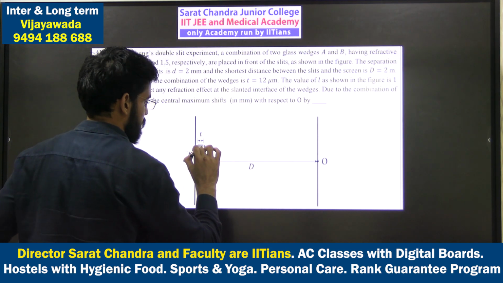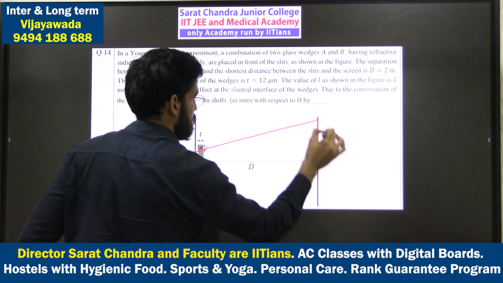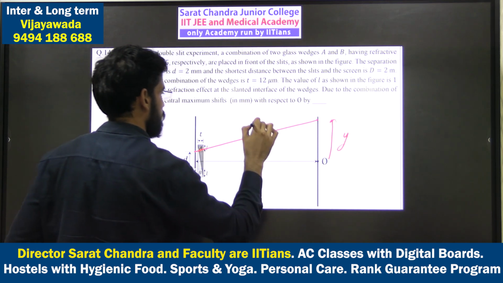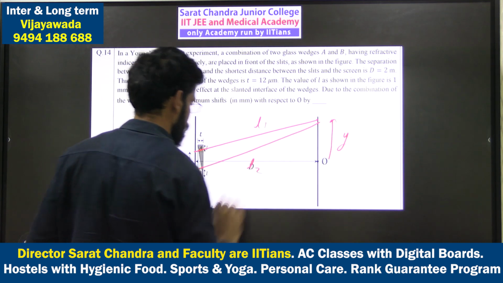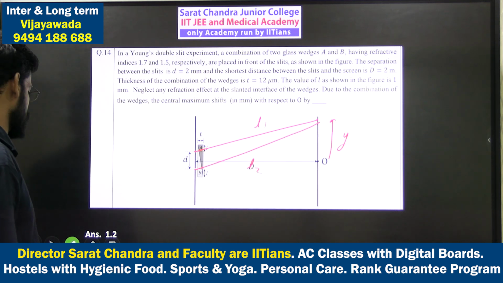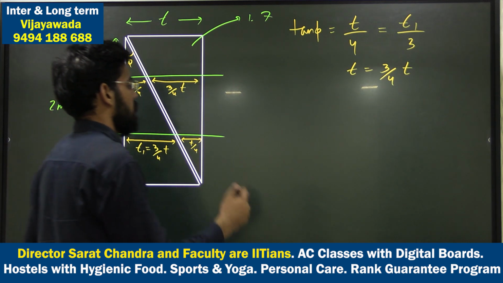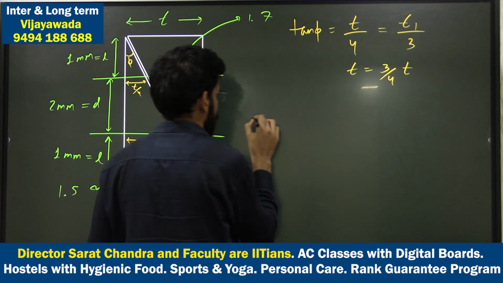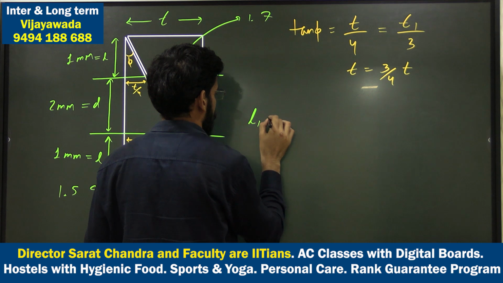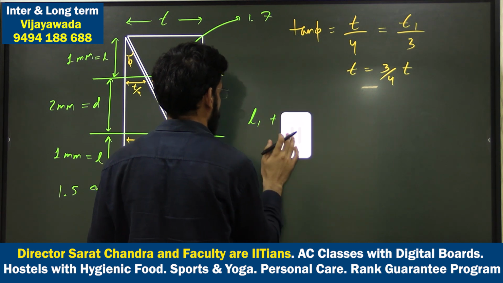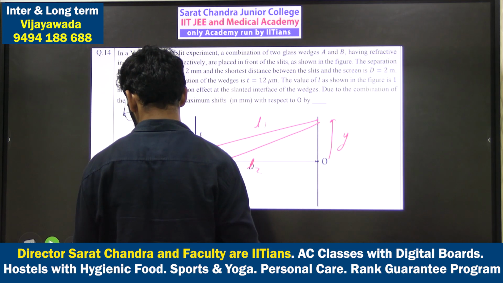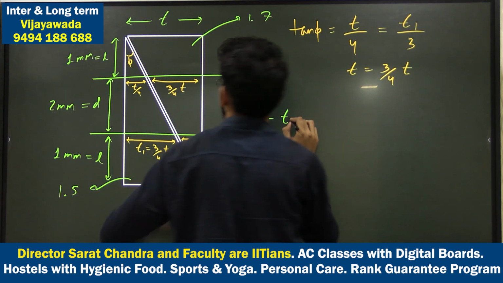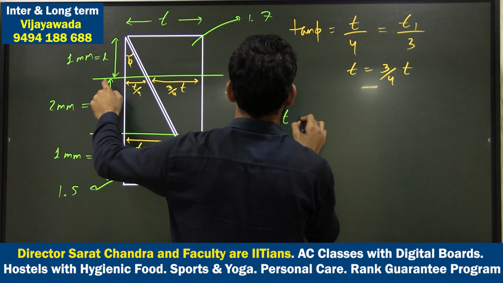Now what he is saying is L2 minus L1, so you draw it like this. From here, at this maximum, let's say at Y, it is forming L1, and from here the distance is L2. So L1 and L2 should be equal for the central fringe, right? So L1 minus T. Okay, L1 minus T.